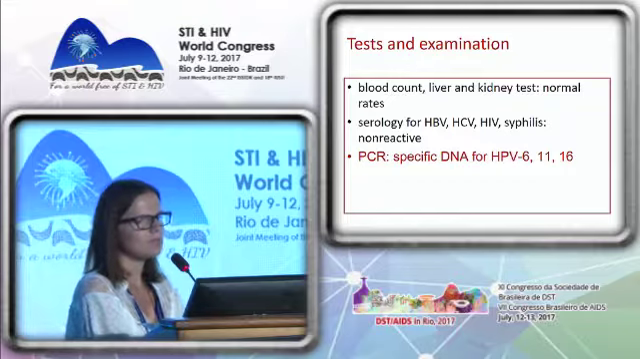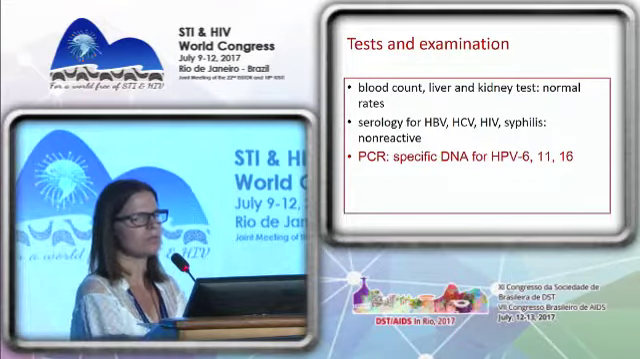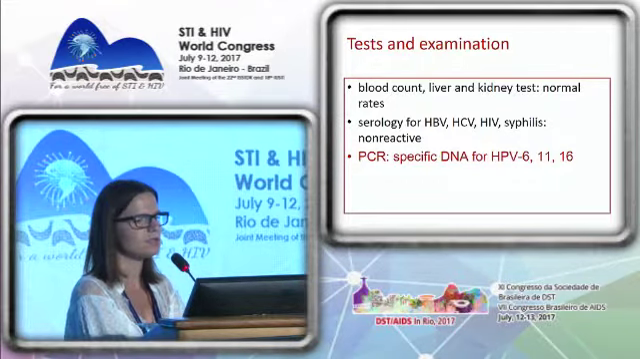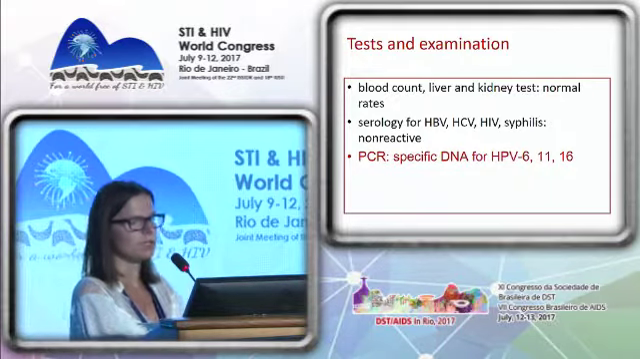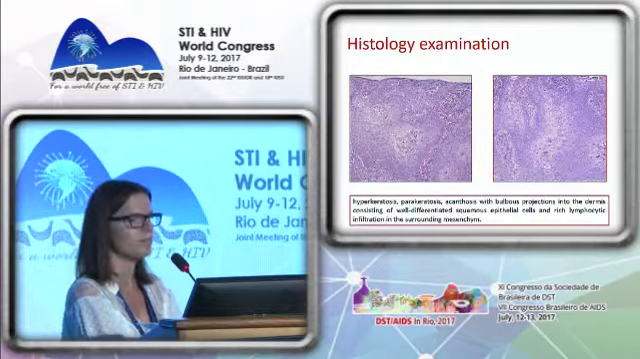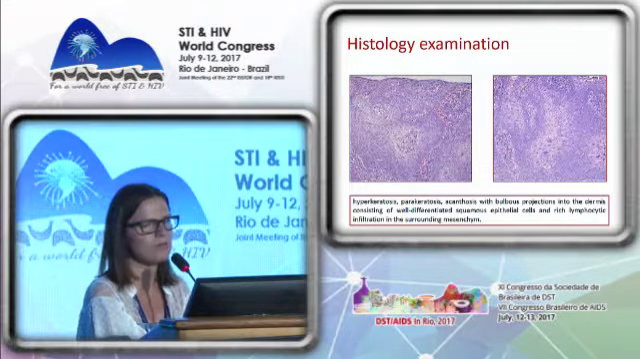The blood count, liver and kidney tests were within normal ranges, and serology was non-reactive. From PCR for HPV DNA, we isolated types 6, 11, and 16. This is the histology examination of the patient.